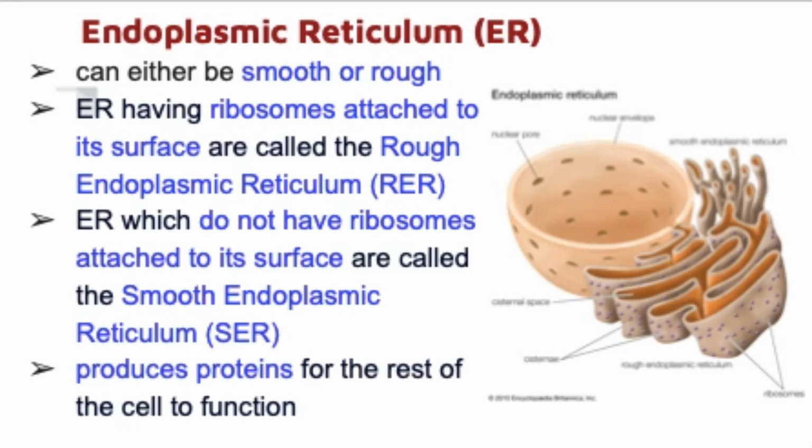The endoplasmic reticulum, which is called the ER, can either be smooth or rough. ER having ribosomes attached to its surface is called rough endoplasmic reticulum, and ER which does not have ribosomes attached to its surface is called smooth endoplasmic reticulum. They produce proteins for the rest of the cell to function.